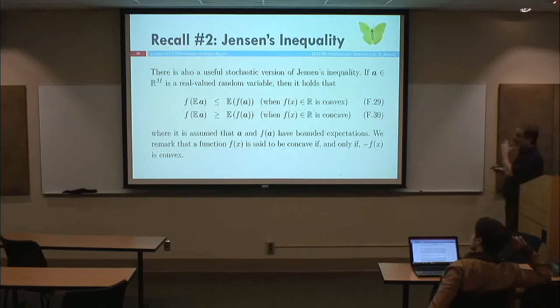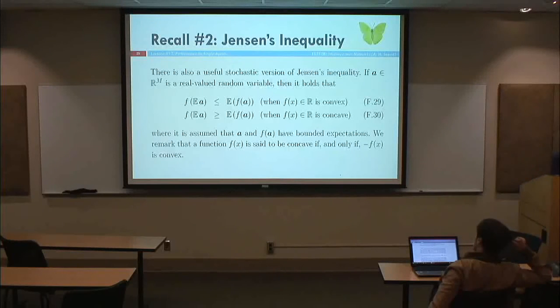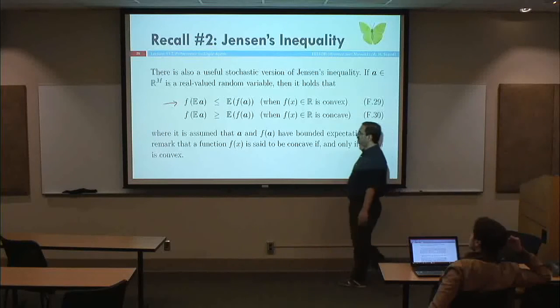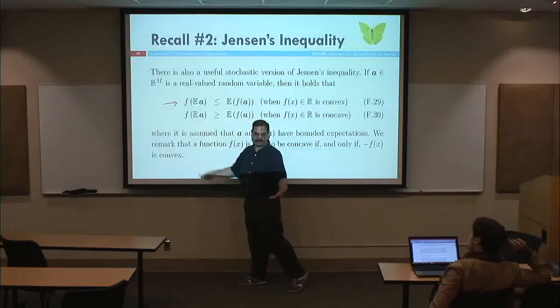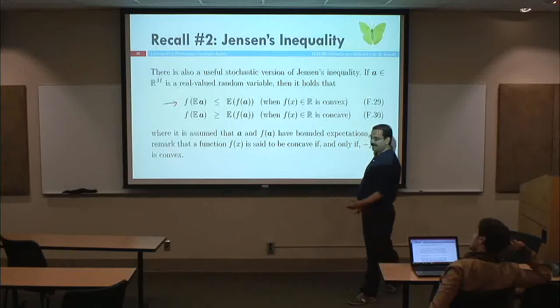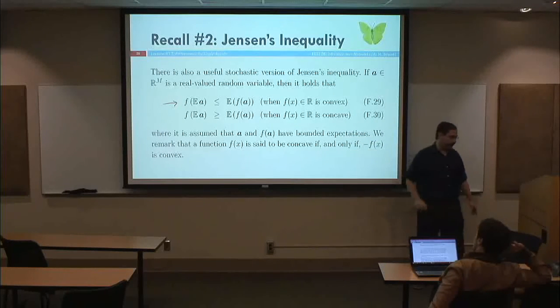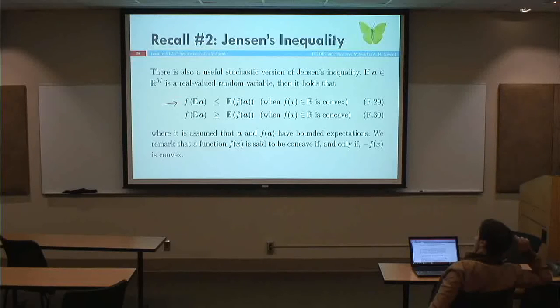Let me first recall Jensen's inequality. Remember that if f is a convex function, then f at the expected value of a random variable is upper bounded by the expected value of the function. The expected value you can interpret as a convex combination. Now, if your function is concave, which means the negative of the function is convex, then the inequality is reversed. Just remember this.